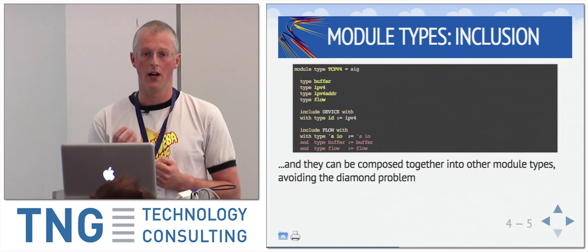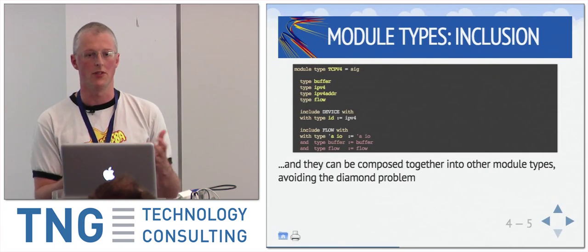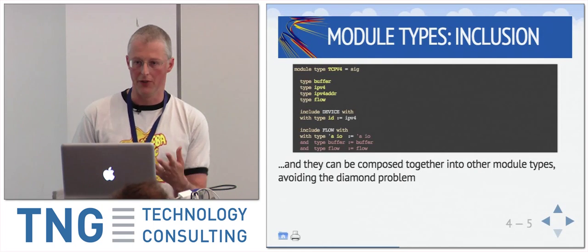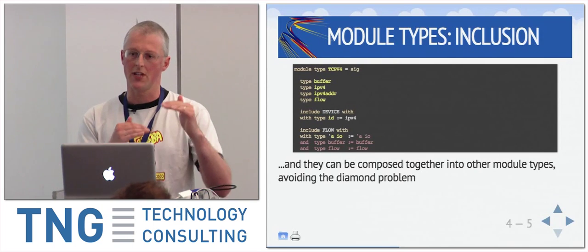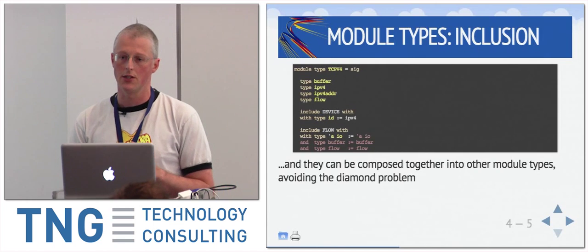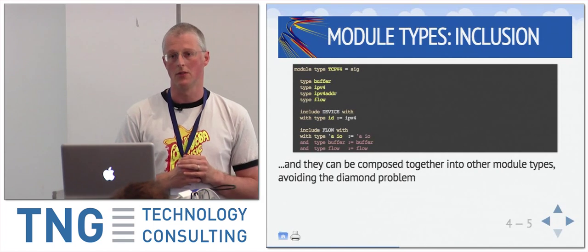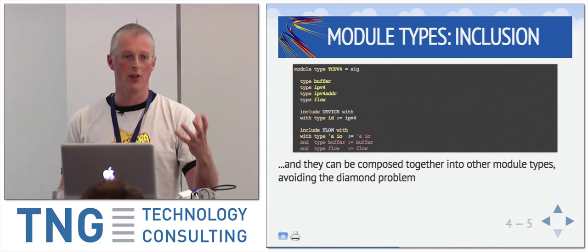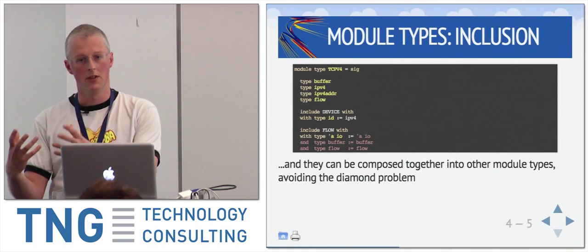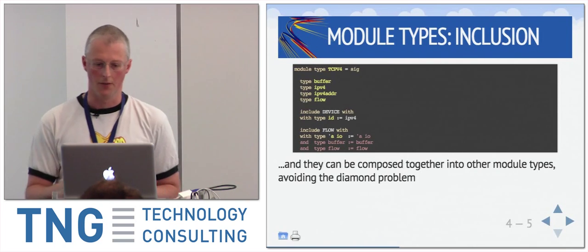If you think of the I/O type being the same as the I/O type that you've got in your flow, you think of the buffer being the same as the buffer type, so the buffer types have to be compatible here, essentially, and flow types have to be compatible. So you can compose this flow and device together and produce this sort of TCP/v4 thing.